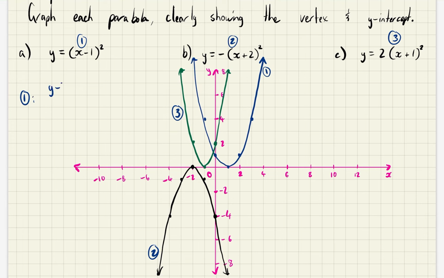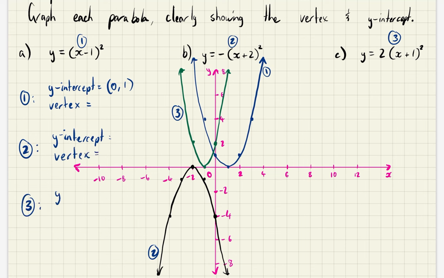So I'm going to write underneath. So for 1, we've got the y-intercept is at point 0, 1. Okay, and then I'm going to write vertex underneath because we need to talk about that as well. But before I confuse anything, let's just do the y-intercept for each of them. So that's 1. We'll do it again for 2. We'll do it again for 3.